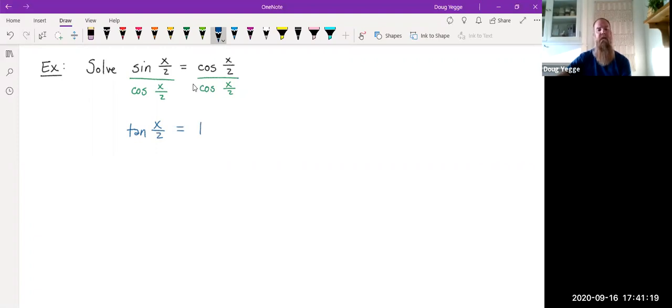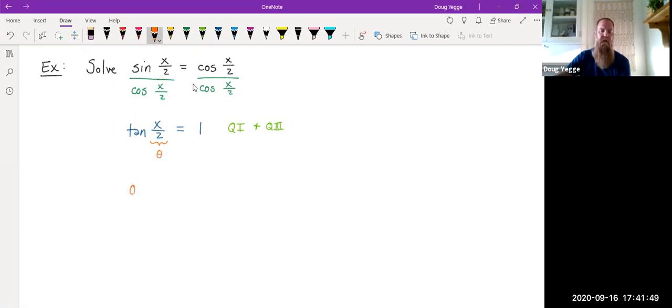So now we want to determine, where is tangent equal to 1? Well, we know that first of all, these are going to give two quadrants. First of all, it's going to be in quadrant 1 and in quadrant 3. And so we need the first and third quadrant answers where tangent is equal to 1. Secondly, we need to realize that this angle is a half of what we need. So let's start off by calling it theta.